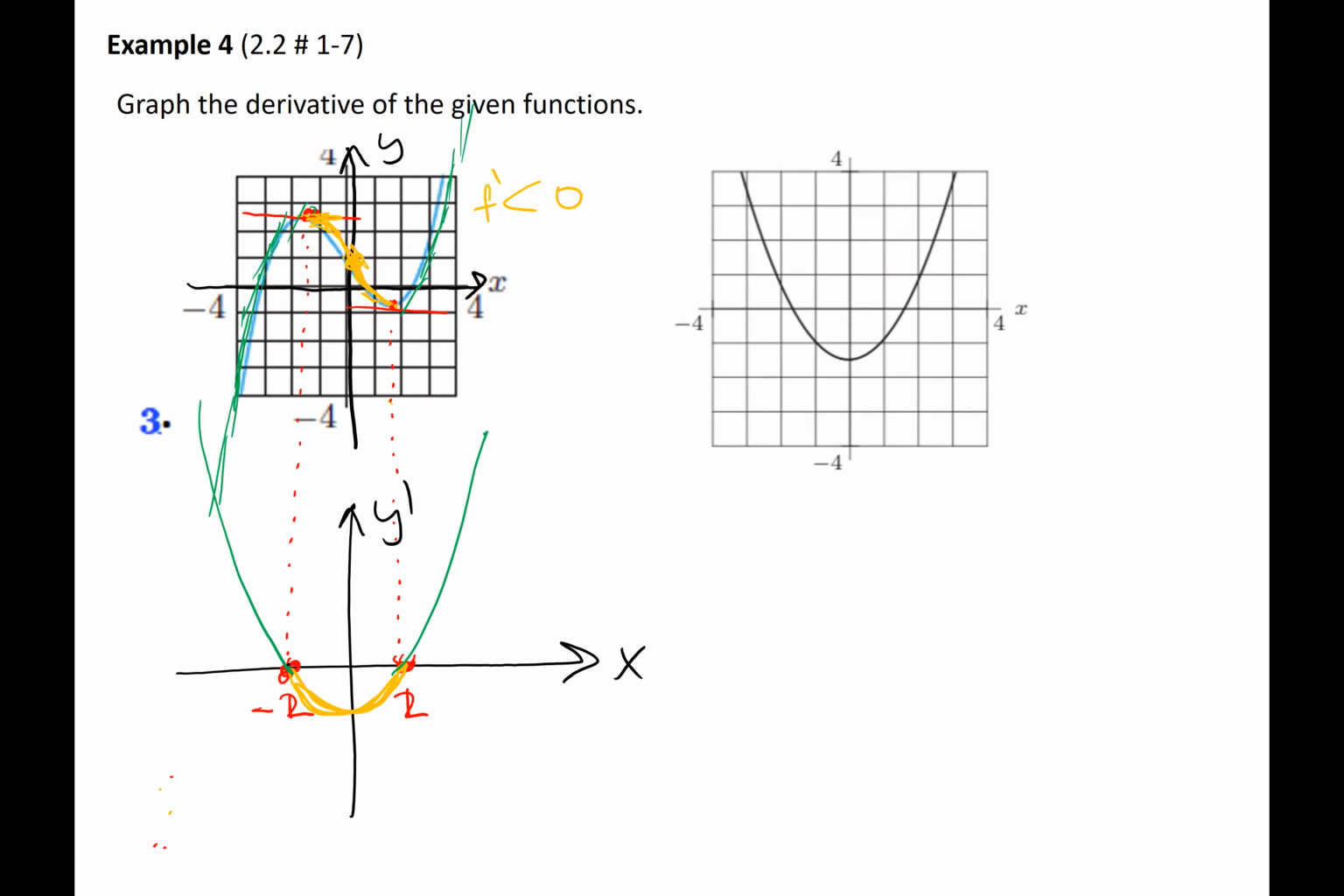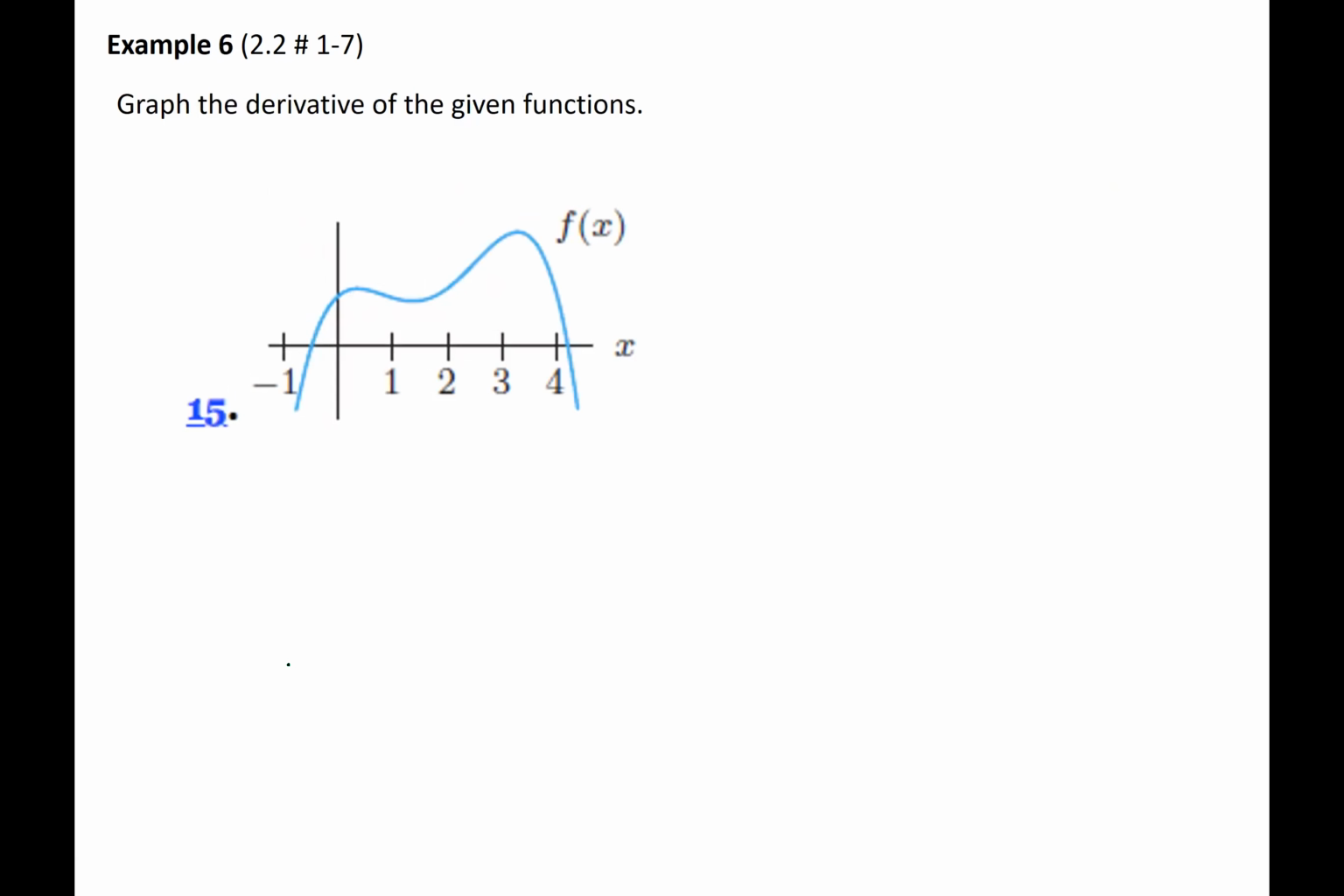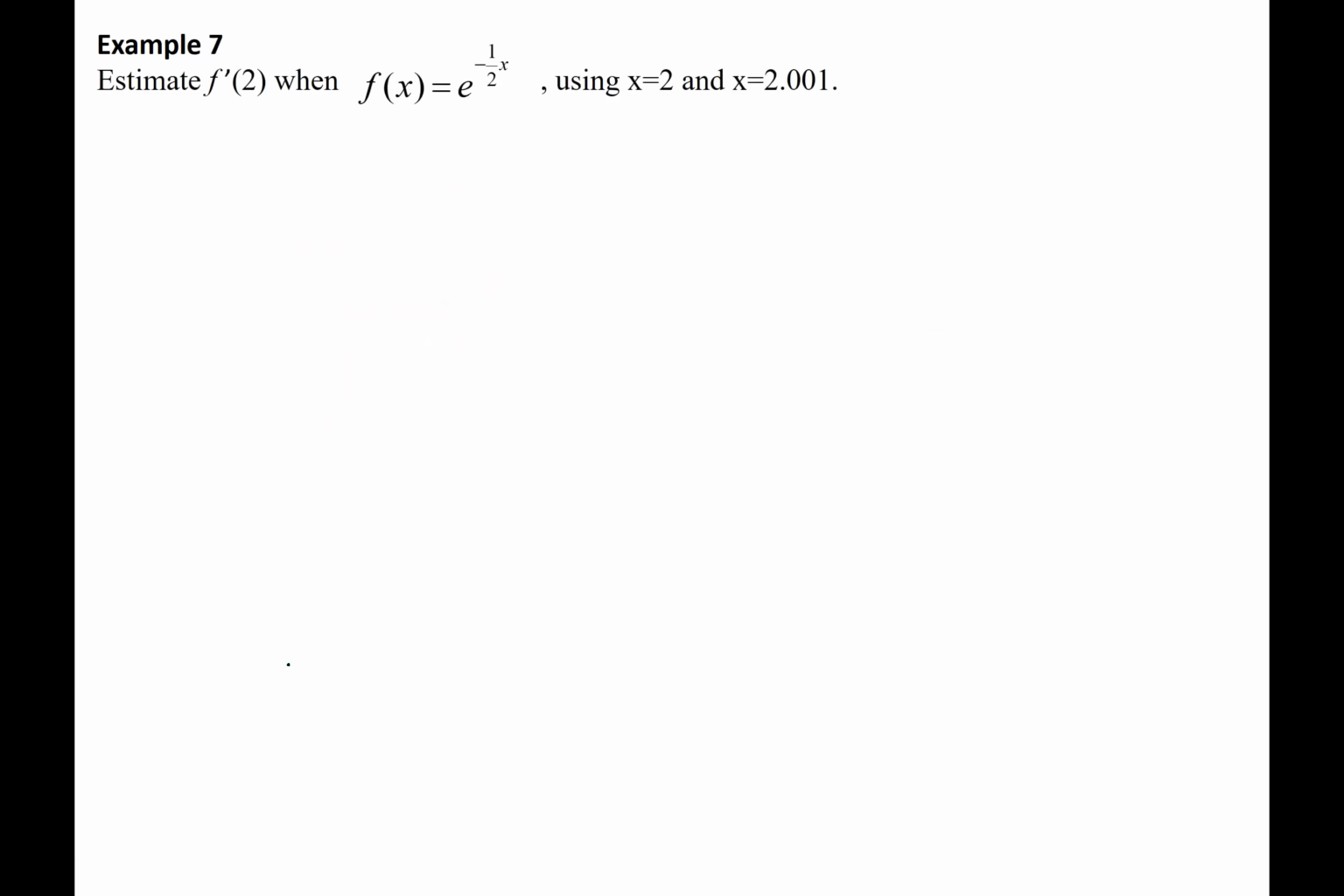Okay. And I will skip this because that's the same question. That's to interpret the derivative as the slope of the tangent line. Yes, slope of the curve, we can say. Now we have example number 7. We have to estimate the derivative, but numerically. Estimate f prime at 2 when f of x is defined as e to the power of -1/2 x, using the values 2 and 2.001.